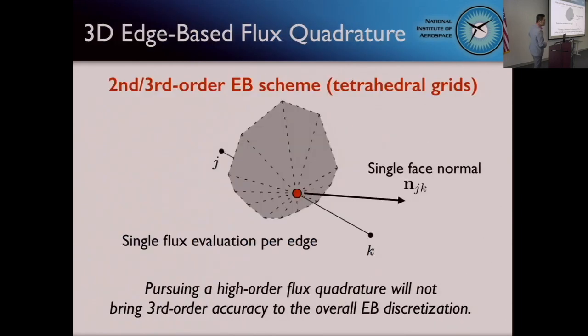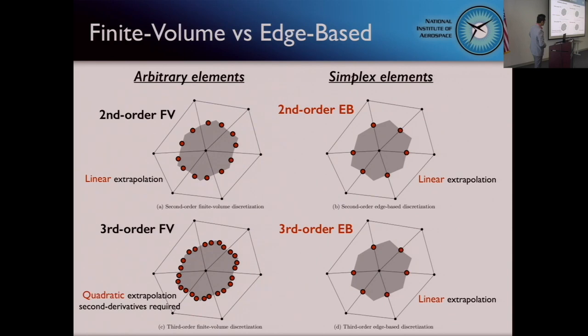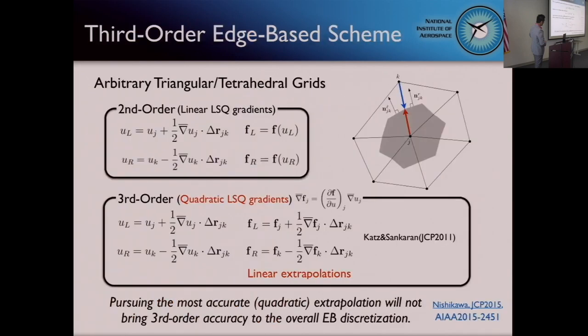Yes? So could you go back one more slide? On the right side, what are the differences between the second order H-based and third order? You use the same linear extrapolation. So when do you get second and when do you get third? That's the difference. You use the quadratic least square for the bottom figure, and then you get third order.